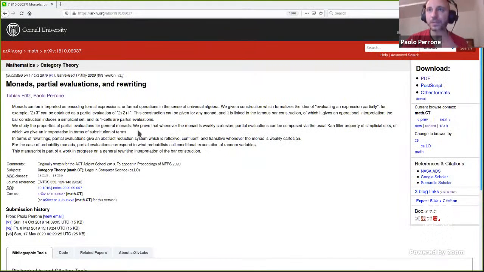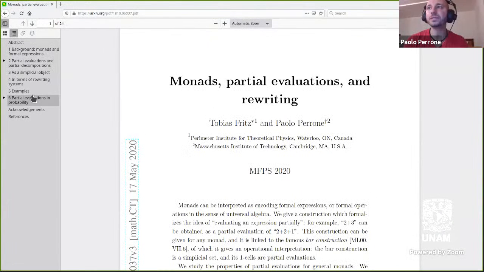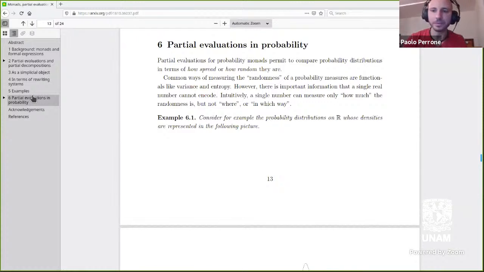So for those, let me share my screen again shortly so that people can. It's this paper here on the arXiv. Okay. So here, there's section 6, where we talk about partial evaluations and probability.